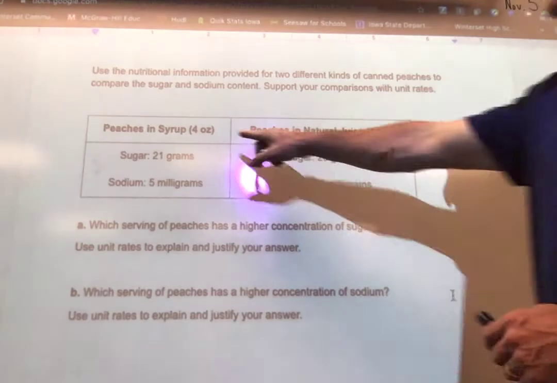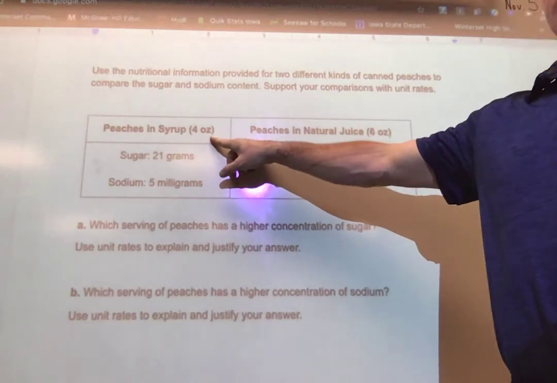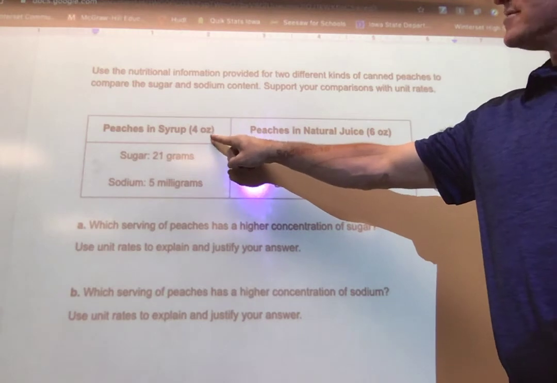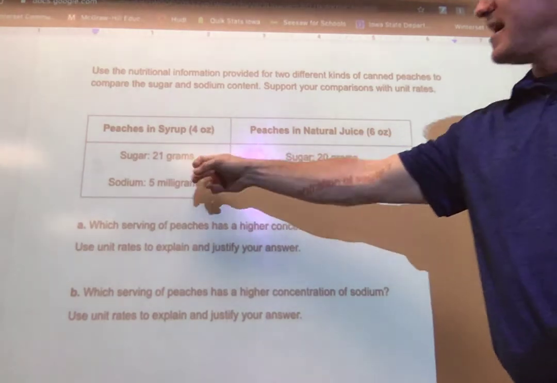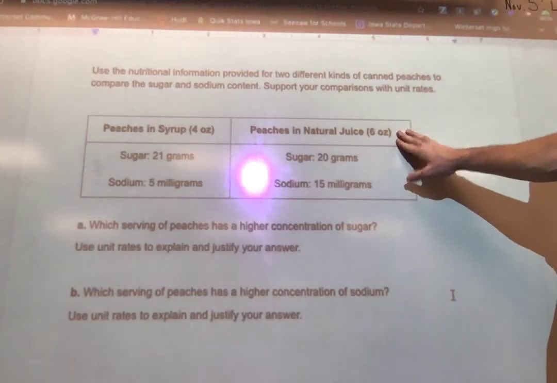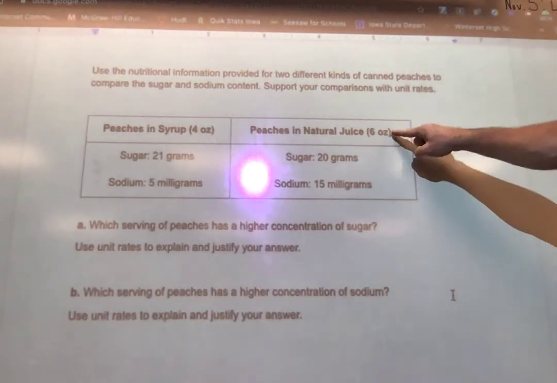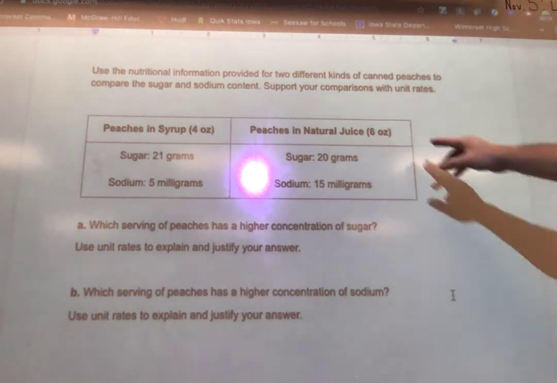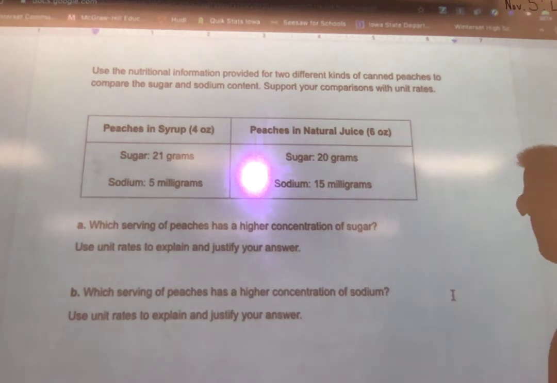If you notice, we have peaches and syrup. These are 4 ounces in this, and there's 200 grams of sugar and 5 milligrams of sodium. Whereas if we put peaches in natural juice, now we've got a 6 ounce can of peaches. So it's a bigger can, and it's got 20 grams of sugar and 15 milligrams of sodium.